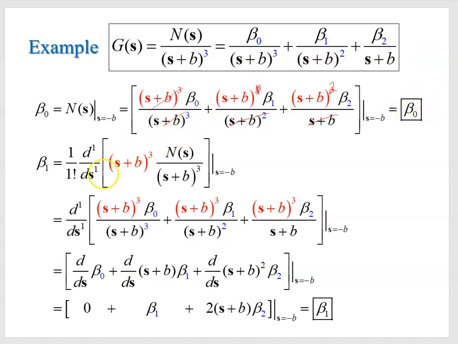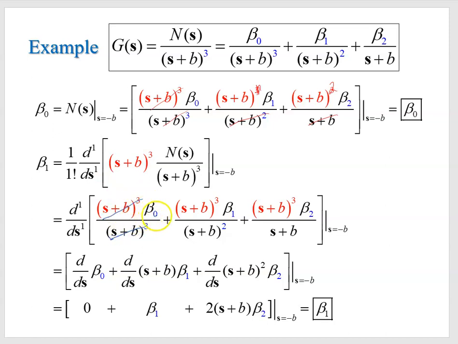For the second term, for beta sub 1, we're going to take the first derivative. So that first derivative, but we're still multiplying the entire function by (s plus b) cubed. Whatever that N of s is, in this case, since we don't have our N of s, we'll just look at our expanded term over here, and the (s plus b) cubed. When we take the first derivative, sorry, first we have to multiply. So when we multiply, we'll do blue instead. These are going to cancel.